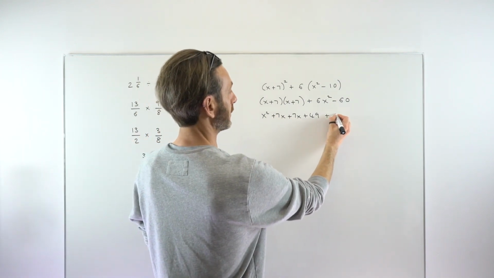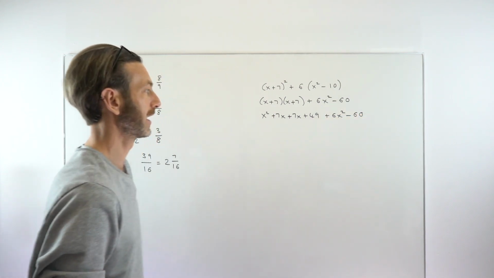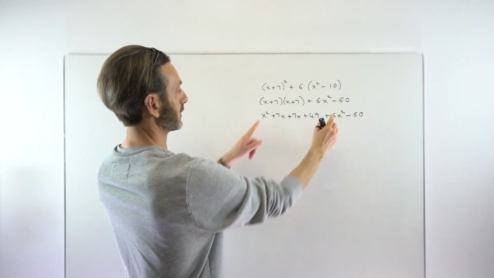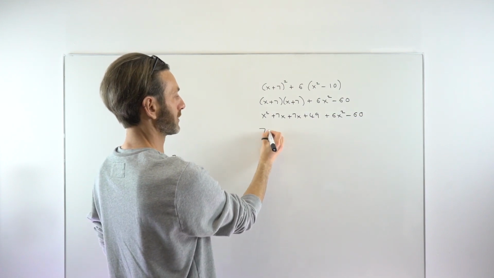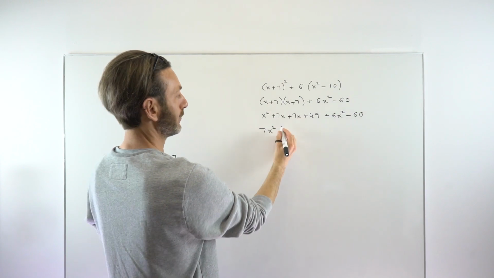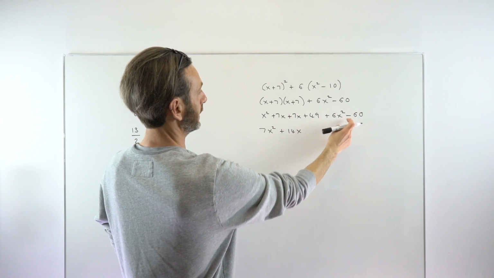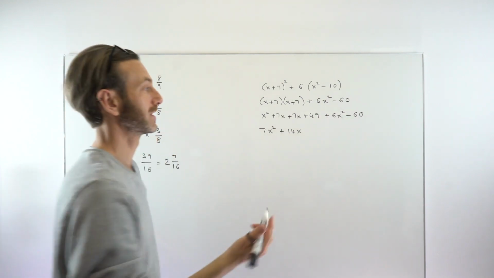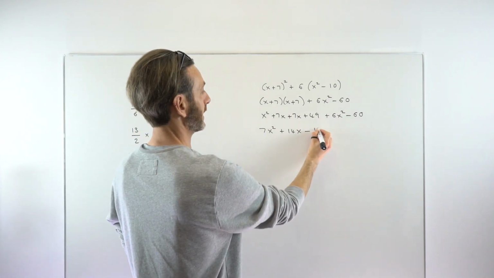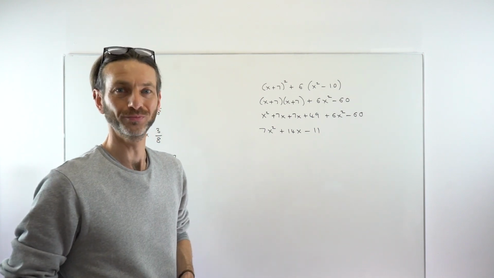The end terms I'm just going to leave alone for this line of working, and then we just need to gather the terms all together. So we've got a 1x squared and a 6x squared, so that's going to give us a 7x squared. These two added together would give us 14x, so it's going to be plus 14x. And then we've got 49 minus 60, so that's going to go into the negatives. That's going to be negative 11. And that's the final answer for question 2.